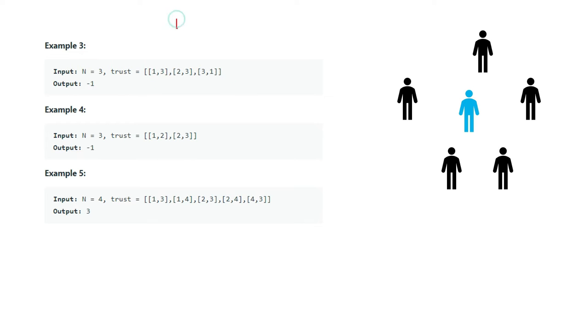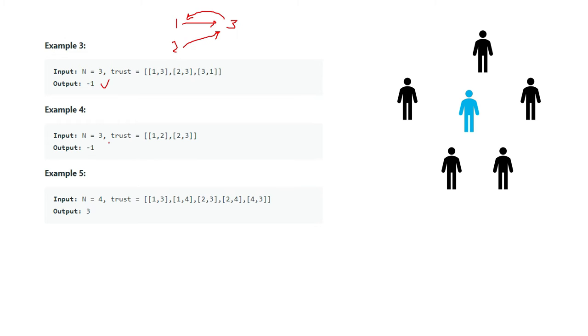Here 1 trusts 3, 2 also trusts 3, and 3 also trusts 1. So in this case, what will be the output? The output will be -1 because there is no town judge. Why? Because 1 and 2 trust 3, but 3 again trusts 1. If he is a town judge, then he will not trust anyone, right? So that's why all these conditions are not getting satisfied.